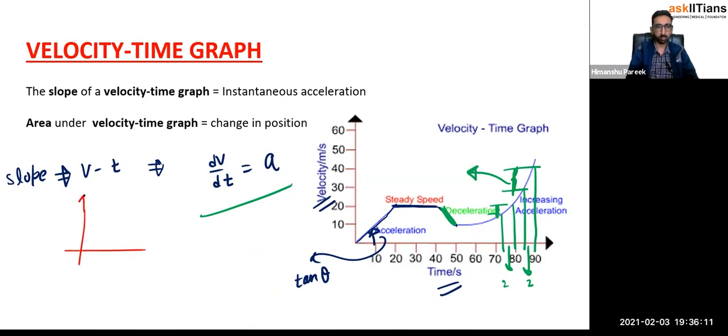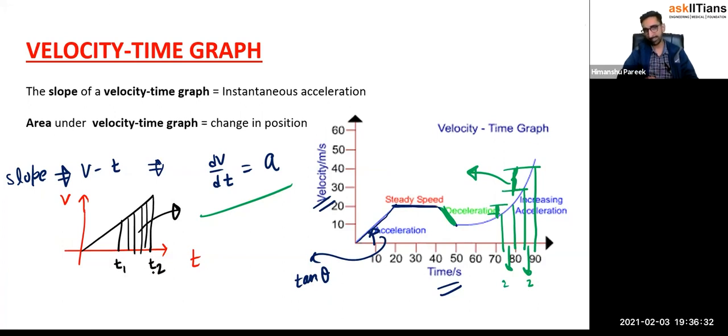So suppose I make a small velocity time graph here, going this way. If you calculate the area under this graph from here to here, let's say, this area would give you the displacement covered by the body from T1 to T2, right? That's the meaning of area under the velocity time graph. It always gives you the displacement.